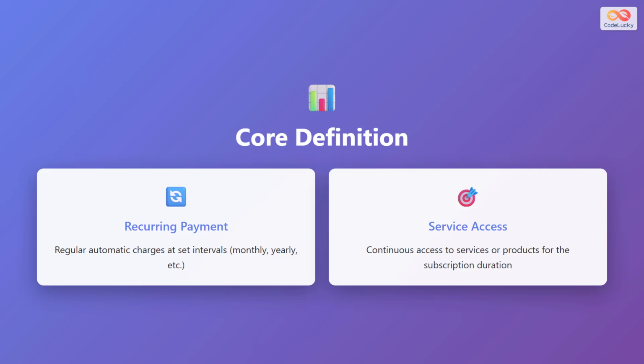Let's break down the core definition of a subscription model into two key components. First, recurring payment. This means customers are charged automatically at set intervals, like every month or every year. The charges happen regularly without needing the customer to purchase again each time. Second, service access. Subscribers receive continuous access to a product or service throughout their subscription period. Once they stop paying, their access typically ends.